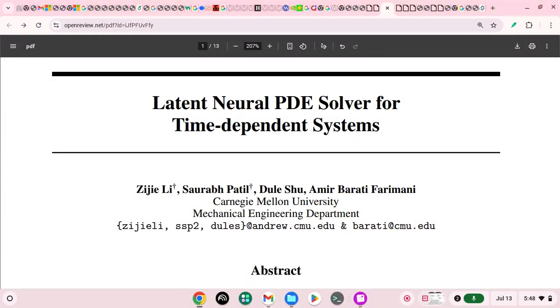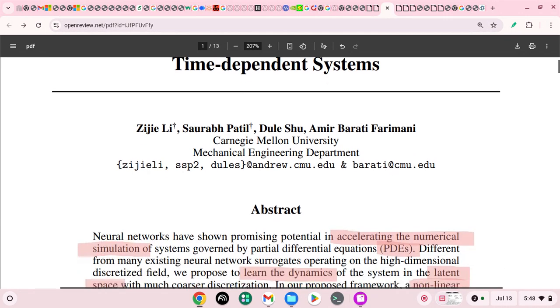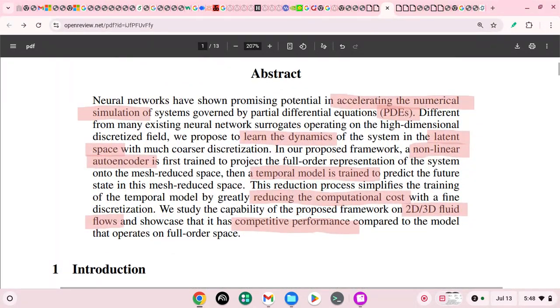Hi all. In this video we look at a paper titled Latent Neural PDE Solver for Time Dependent Systems from Carnegie Mellon University. Mostly the objective of this paper is to build a surrogate model for accelerating the numerical simulations involving high fidelity PDEs. So they have two stages.